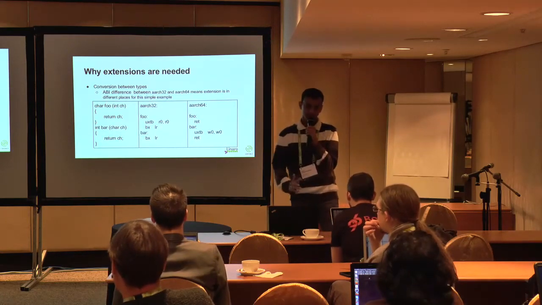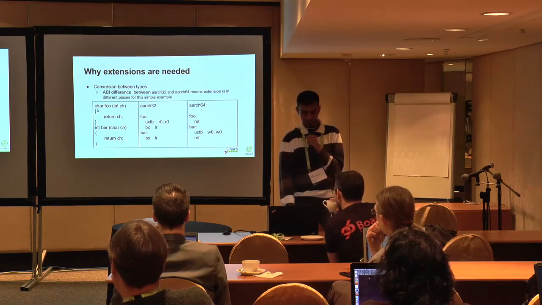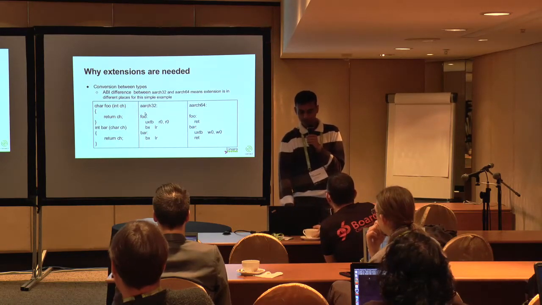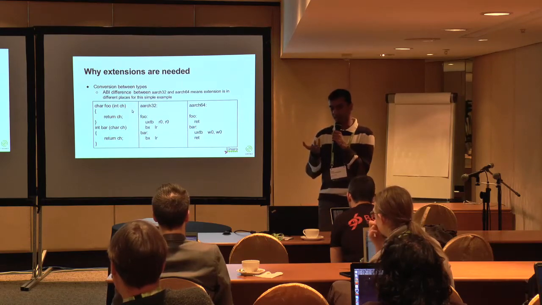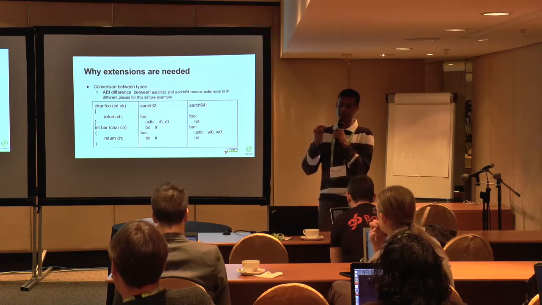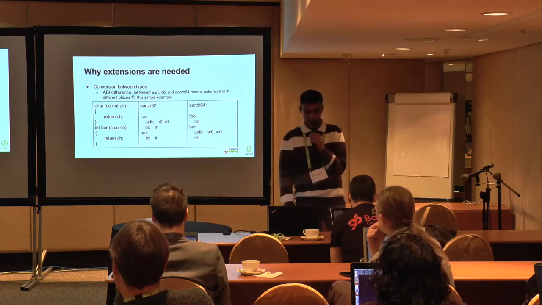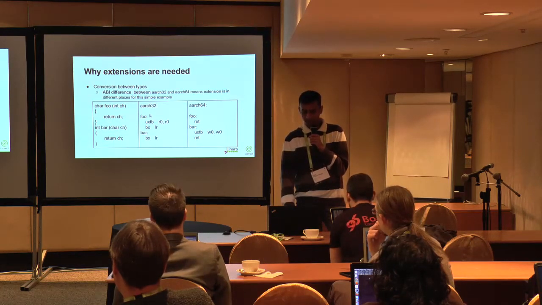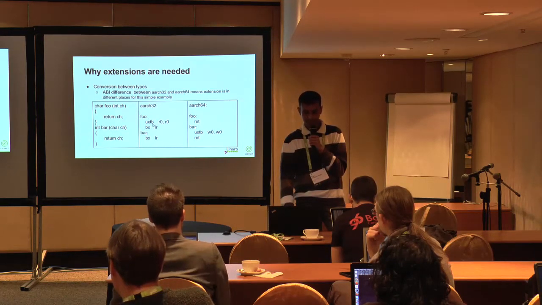Okay, so let's look at the type conversion. Here I have a function foo which takes an integer and returns a char value. If you compile this one for AArch32, due to the ABI requirements, extensions are going to happen in different places, whether on the caller or callee. So for this foo, when you compile it for AArch32, we have to properly extend before we can return, so we do the extension here.